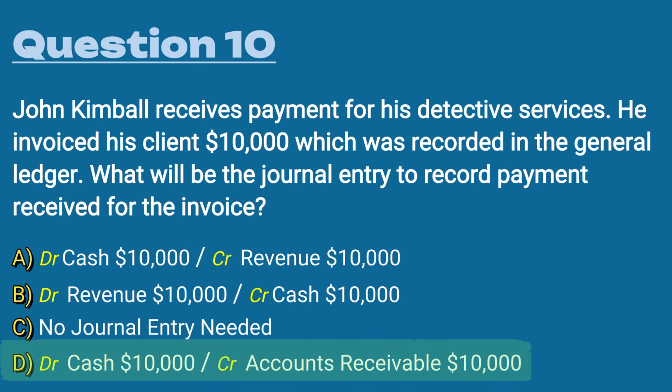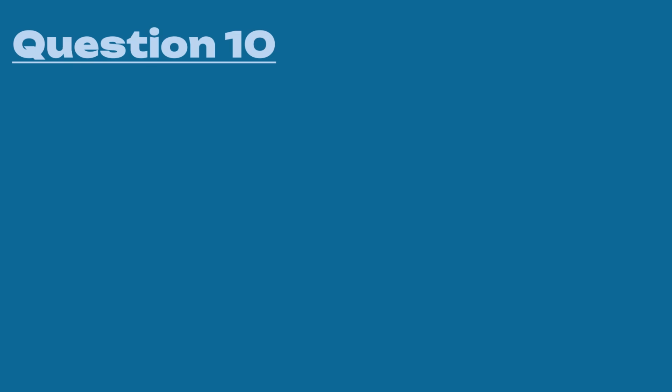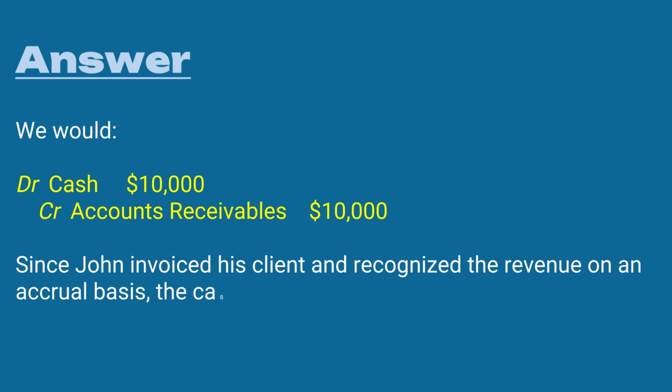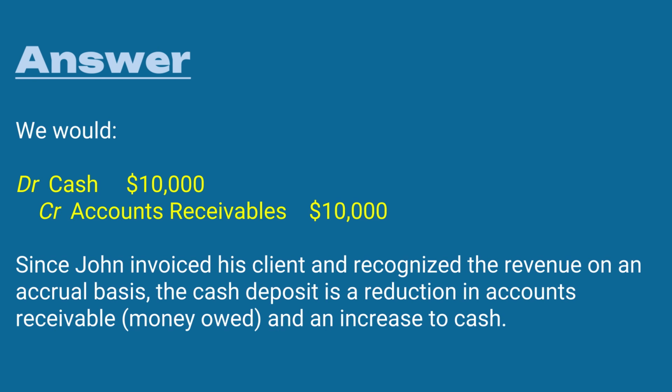The answer is D. We're going to debit cash for $10,000 and we're going to credit accounts receivable for $10,000. Since we've already invoiced our client, when we invoiced the client, we debited accounts receivable for the invoice and we credited revenue for the services that we performed. Now the client is paying us. We're going to debit cash that we have received and we're going to credit accounts receivable to relieve the receivable for those services.